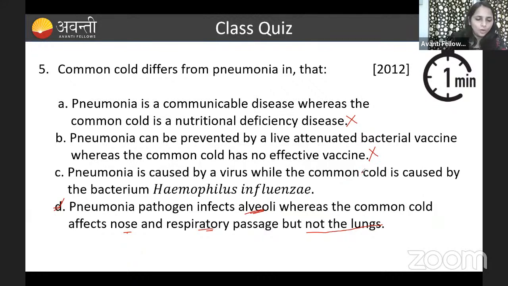Then coming to option C, pneumonia is caused by a virus, while common cold is caused by the bacterium Haemophilus influenzae. No, pneumonia is caused by bacteria, right? Pneumonia is caused by bacteria, and the common cold is caused by a virus, not bacteria. And Haemophilus influenzae is also a bacterium. So that is the reason, guys, option D is the correct answer.